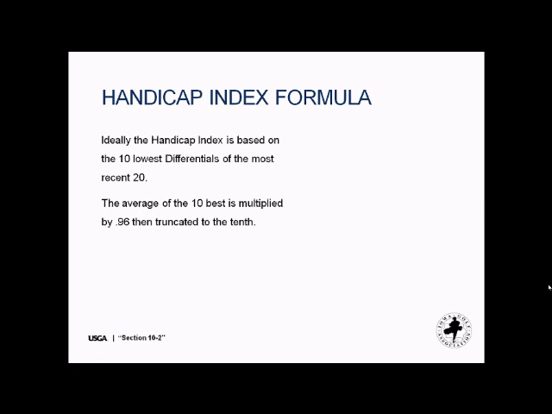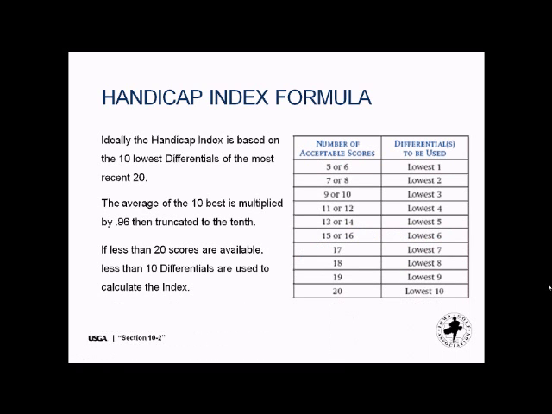Ideally, the handicap index is based on the 10 lowest differentials of the most recent 20 in a golfer's score history. If there are less than 20 scores available in a golfer's score history, then less than 10 differentials are used to calculate the index. Take a look at the chart on the right, and you'll see that it takes a minimum of 5 scores in a golfer's score history to be issued a handicap index. If a golfer has 5 or 6 scores in his history, the formula is going to look at the lowest differential and disregard all the others.